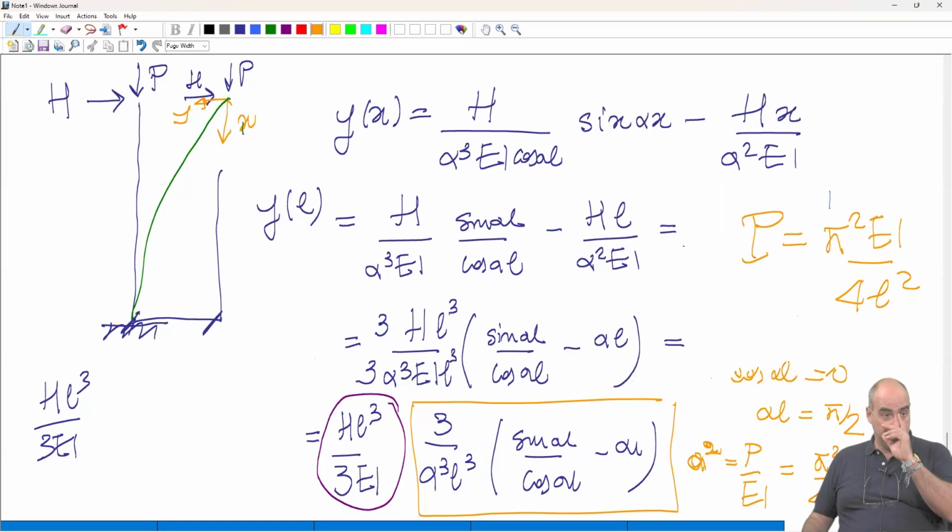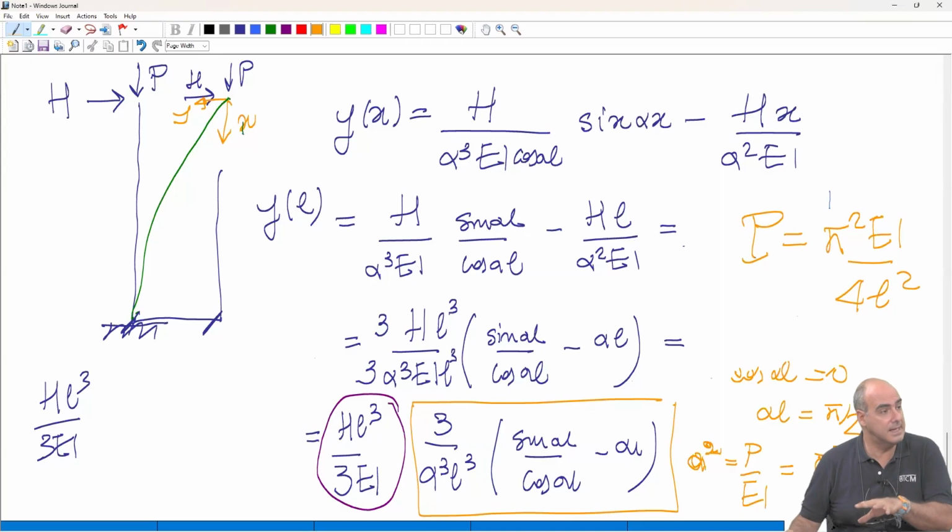Okay, this is a formula that probably you know, the critical load, buckling load of a cantilever column. But what are the implications? The implications in the design of a structure. Well, the implications in the design of a structure are this: besides the classical strength model, you also have a buckling failure mode.